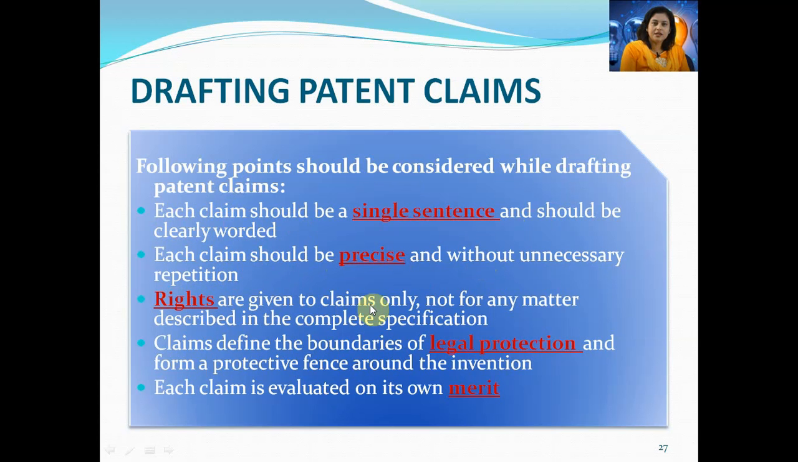Rights are given to claims only, not for any matter described in the complete specification. Claims define the boundaries of legal protection and form a protective fence around the invention. Each claim is evaluated on its own merit, and therefore if one of the claims is objected, it does not mean that the rest of the claims are invalid.